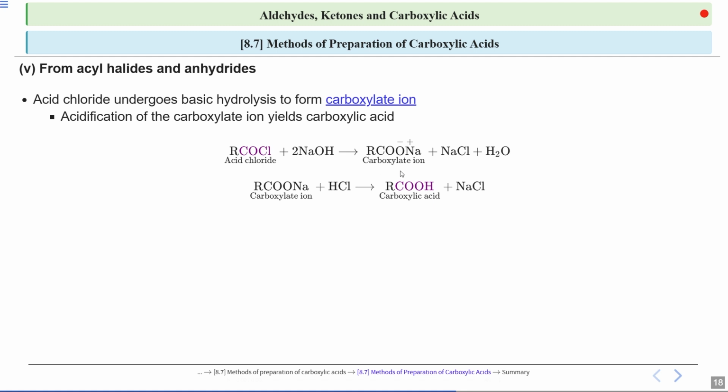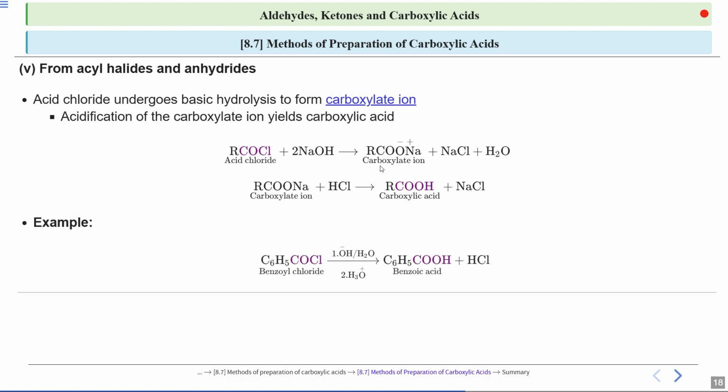So the intermediate, using basic hydrolysis, is a carboxylate ion. Example, if you have benzoyl chloride, that is C6H5COCl, it reacts with hydroxide ion and water to form the corresponding benzoic acid, and HCl is released as a byproduct.